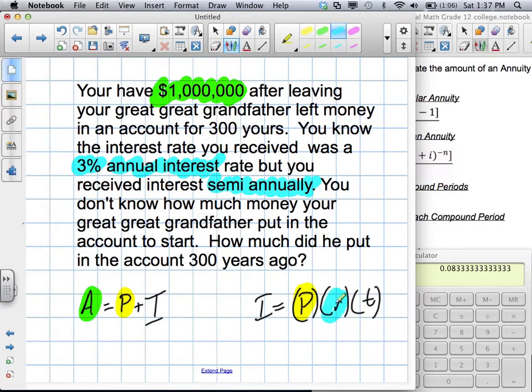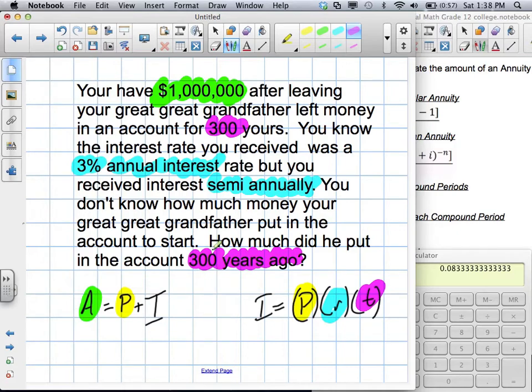So that's our interest rate. And how much time was it in there for? 300 years. Not 300 years, 300 years ago. Okay, so we got that. Again, we don't actually know what I is, and we're trying to solve for P. So we're kind of missing something here.